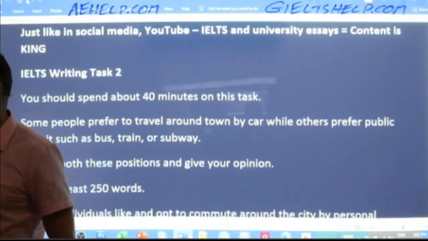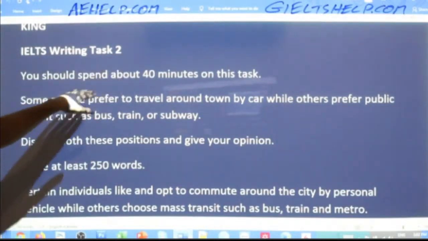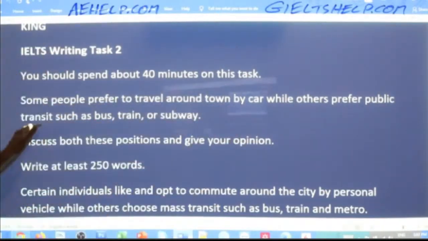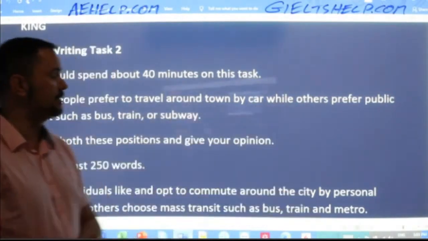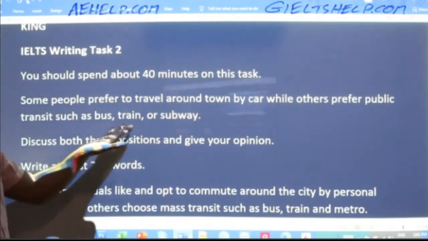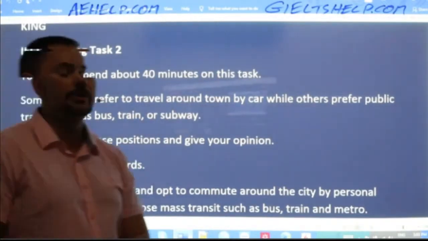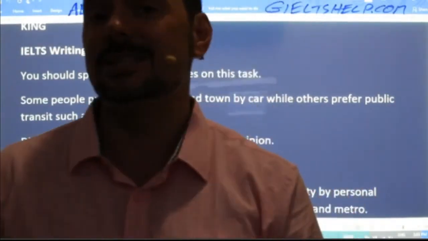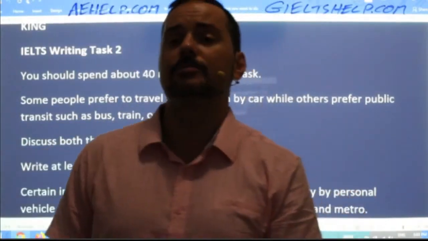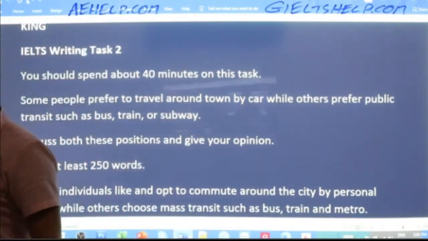All right. So this was the question that we looked at yesterday, IELTS writing task two. You should spend about 40 minutes on this task. Some people prefer to travel around town by car, while others prefer public transit such as bus, train, or subway. Discuss both these positions and give your opinion. Again, this question does not ask about advantages, disadvantages. It asks about the preferences. So preferring public transit or private transport.